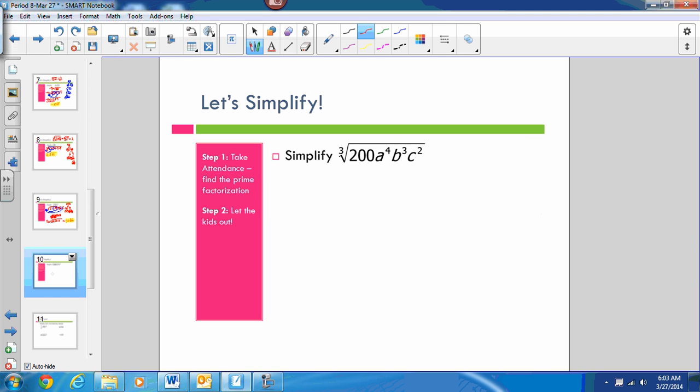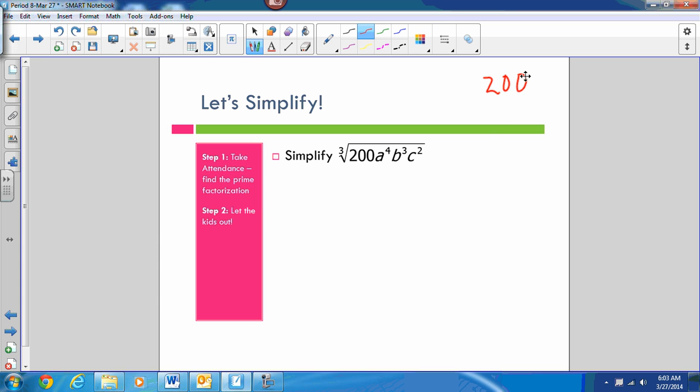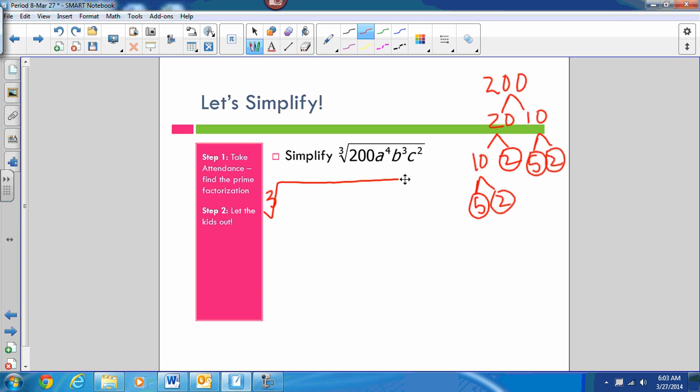And our next one. Hopefully you'll get annoyed with writing out all the letters soon, because that'll jump us into the next part of the lesson. 200 gets broken down into 20 and 10. 10 is 5 and 2, both of which are prime. 20 is 10 and 2. 2 is prime. 10 becomes 5 and 2. So when I write out my prime factorization here, yes, you're going to run out of room. I know that. It's intentional.